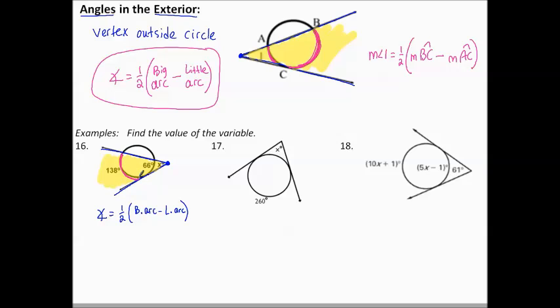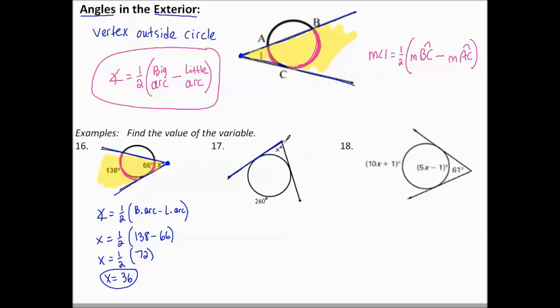138, the farther away one. 66, the closer one. The farther one will come first because it's bigger. X is the angle. The big arc is 138. The little arc is 66. This time X is already by itself, so all we have to do is compute and then take half. There. Basically, it's just a fill in the blank game and then solve.